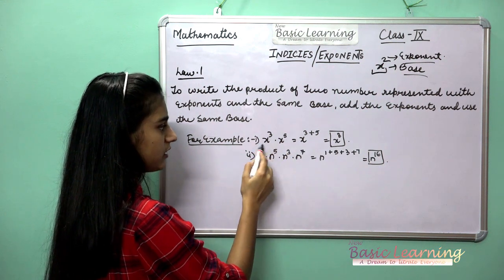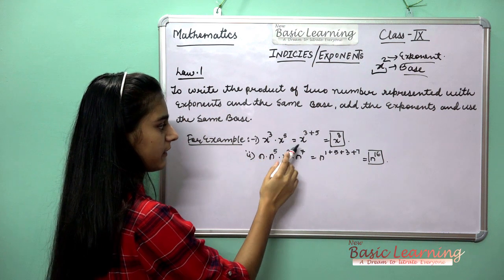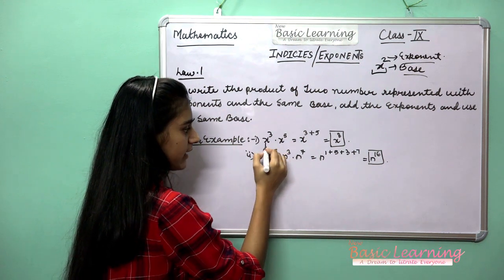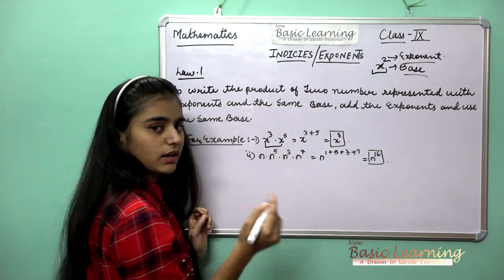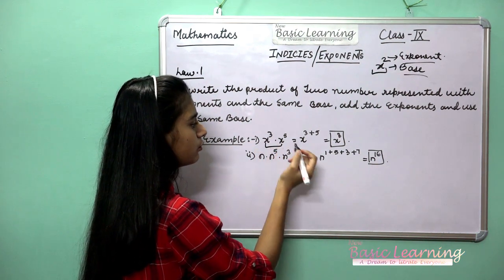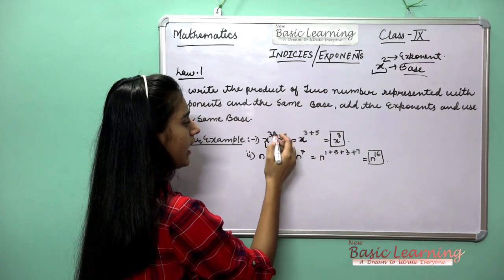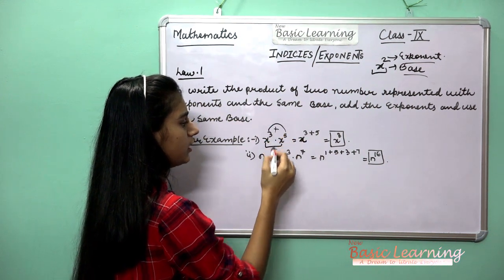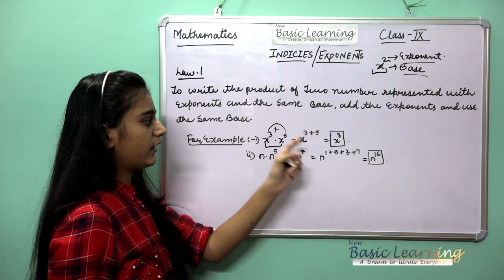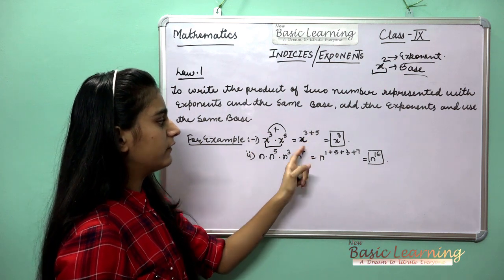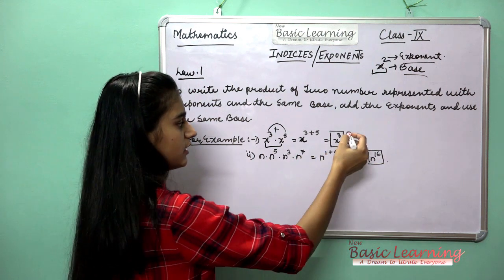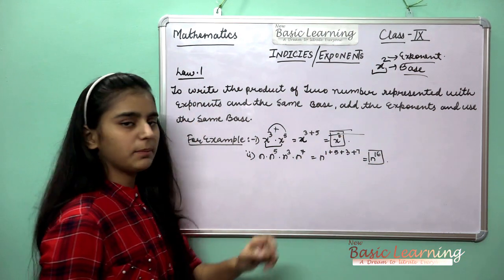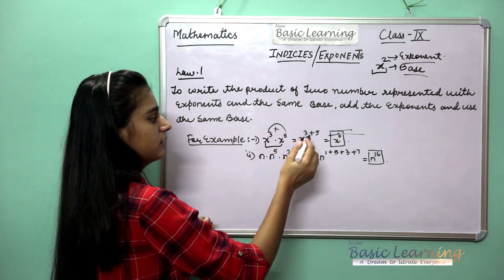X to the power 3 into x to the power 5 equals, this x is written only one time. We must use the base only one time. Same base we are going to use, that is x, and we are going to add the exponent, that is 3 plus 5. So this is the answer, that is x to the power 8. This is the final answer that we get.